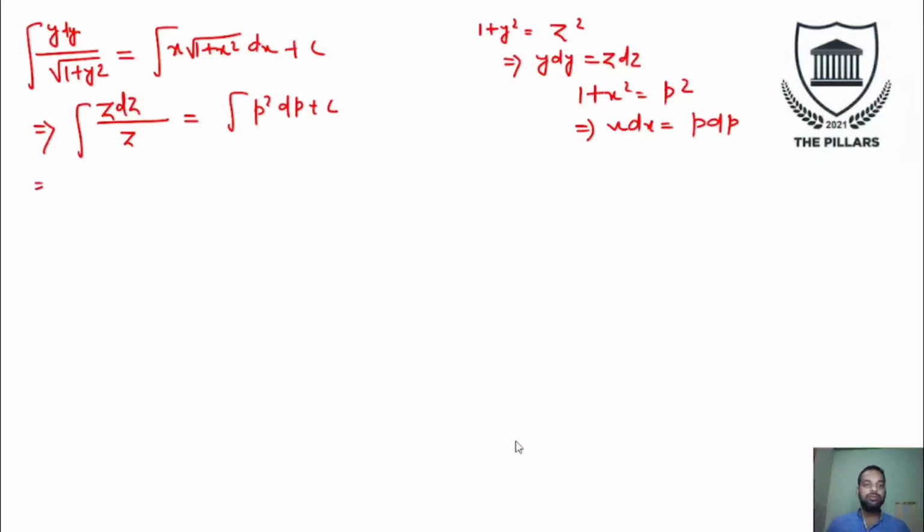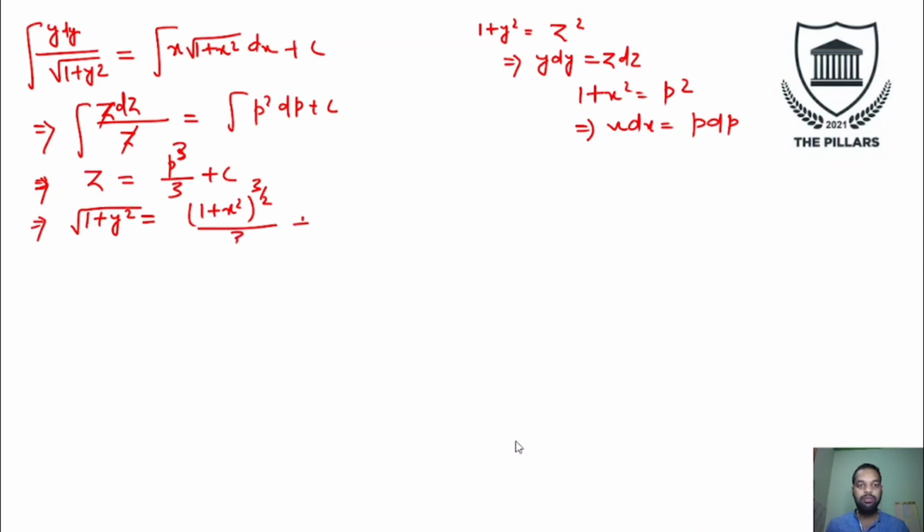So we can do simple integrations. The z cancels out, so this becomes z is equal to the integration of p square, which becomes p cube by 3 plus c. So we know the values of z and p. Let's put these values now. So it becomes under root 1 plus y square is equal to (1 plus x square) whole power 3 by 2 divided by 3 plus c. Okay, so this is the solution.